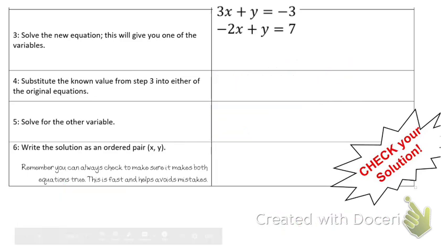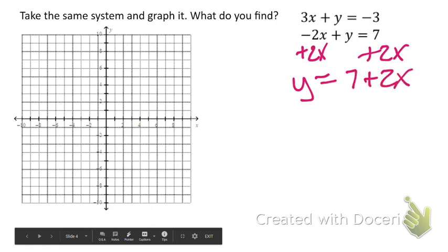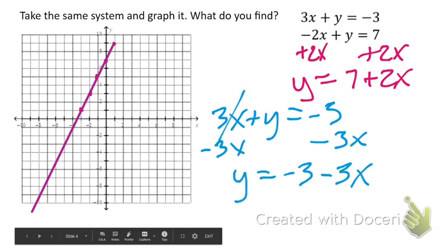Now, just like we did with graphing, you could also graph these. Now these are not in slope-intercept form, so you would want to get them both to slope-intercept form first. So the second equation would be y equals 7 plus 2x, which we did a while ago. So I could start at 7 and have a slope of 2. So there would be this line. And then for this other equation, 3x plus y equals negative 3, I could subtract 3x and have y equals negative 3 minus 3x. And so I could start at negative 3 with a slope of negative 3.